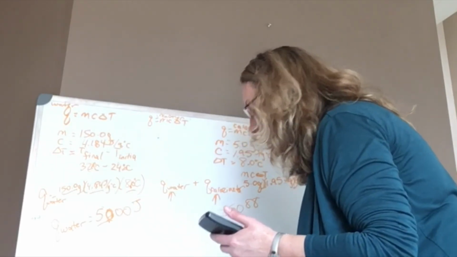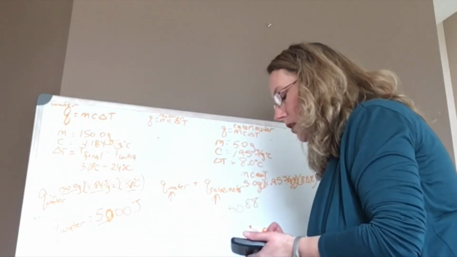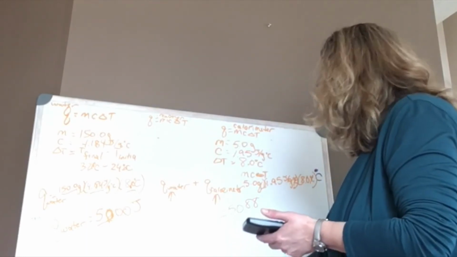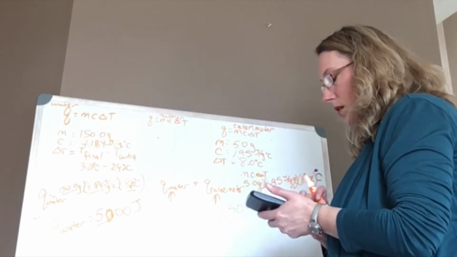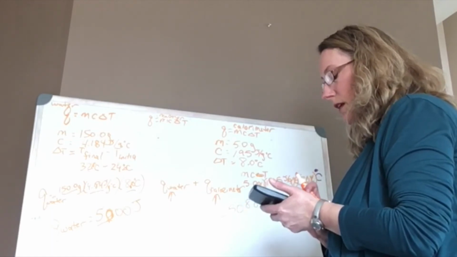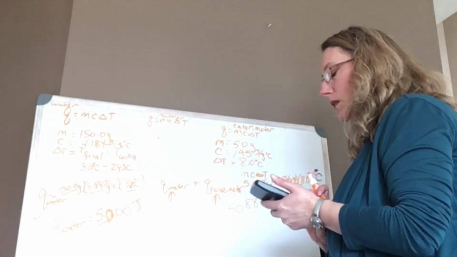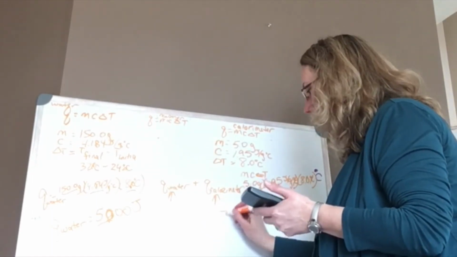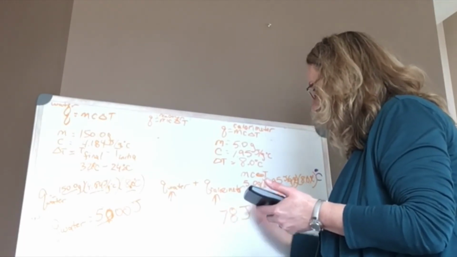5 times, why did I get that wrong? 1.95 times 8. Oh, I don't know where that number came from. Okay, 78 joules.